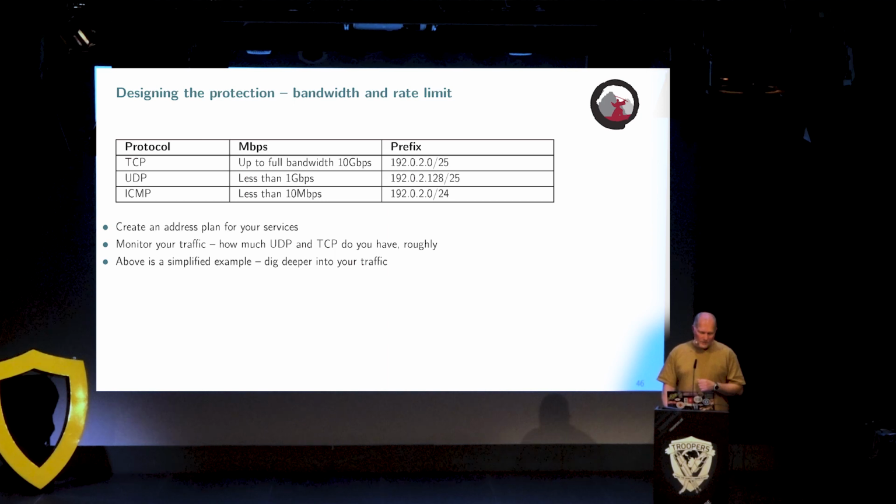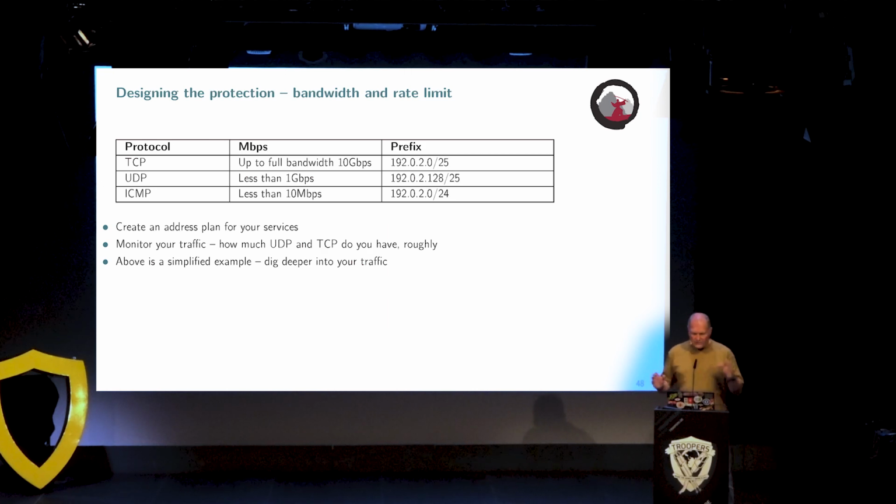So this is what I recommend that you do. This presentation has some slides about how you could design this protection. If you're looking at your network, it may be that in some cases you want full bandwidth, 10 gigabits, but some parts of the network only use less than 1 gigabit of UDP traffic, so that profile can be put on your routers.